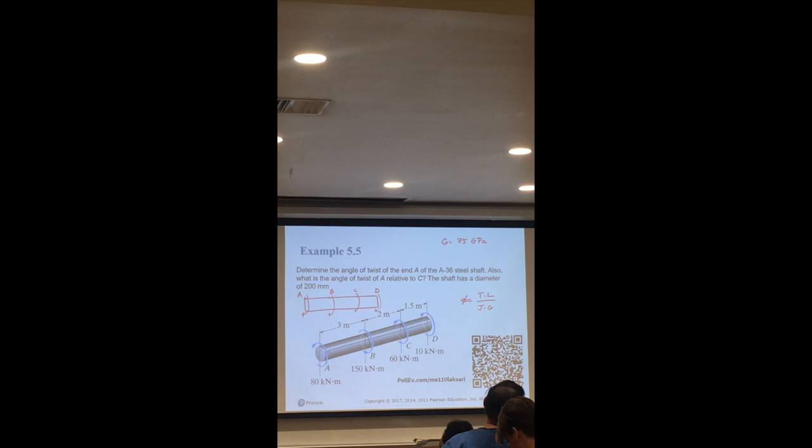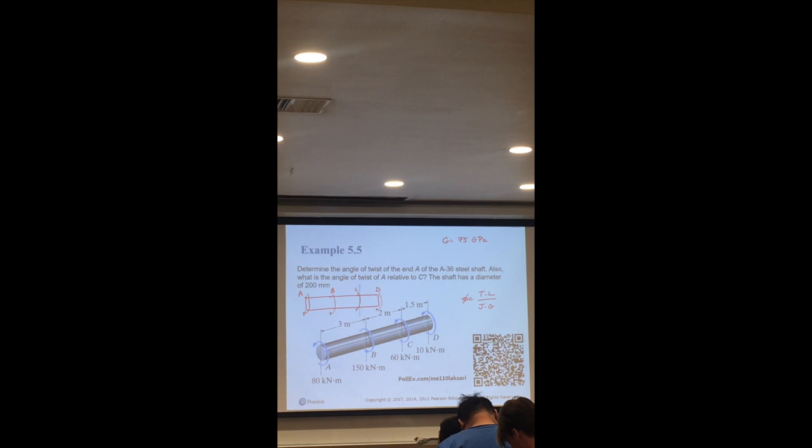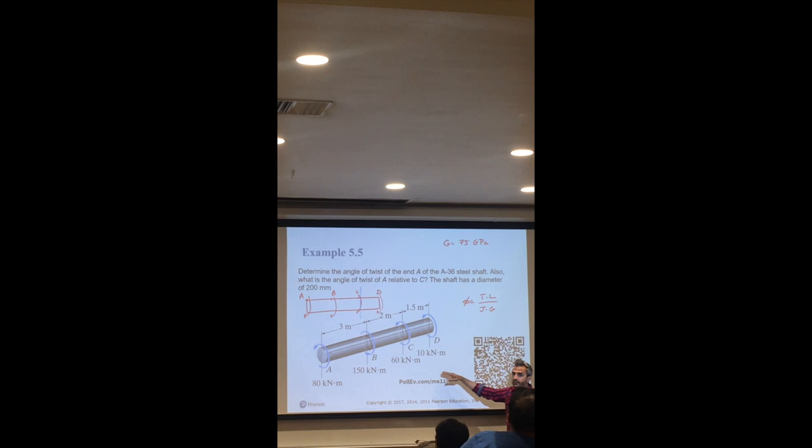And then we have another section from C. So let me draw this here. Right before C, I made the cut, and then I have C. So at C, I have what? I have two torques now, right? One is the negative 10. The other one is another negative 60. So it would be negative 70. Minus 10, minus 60, that's minus 70.